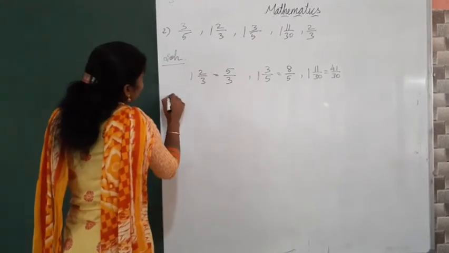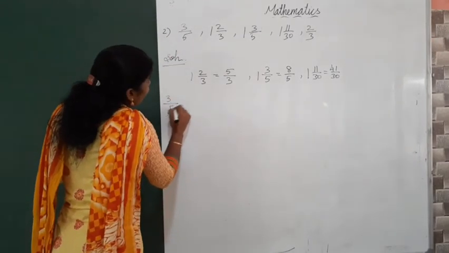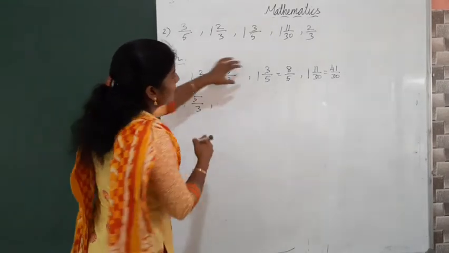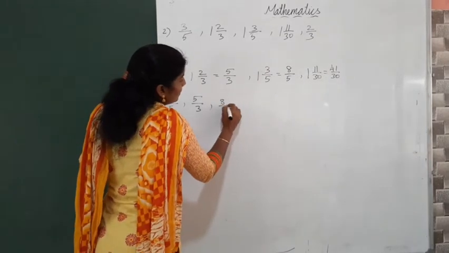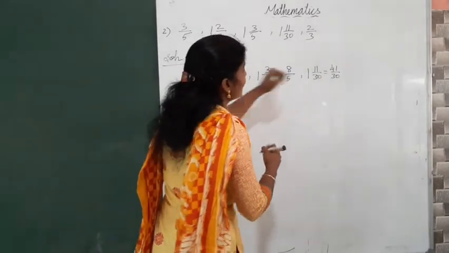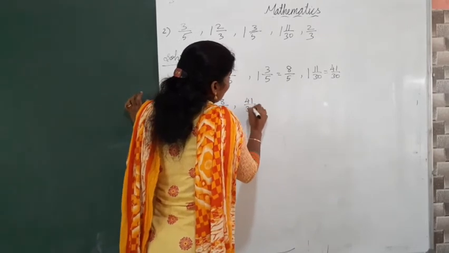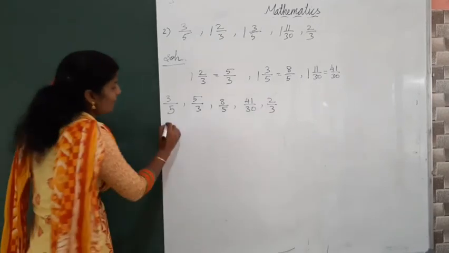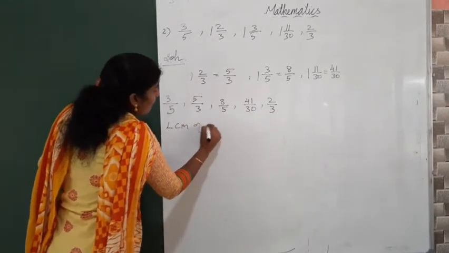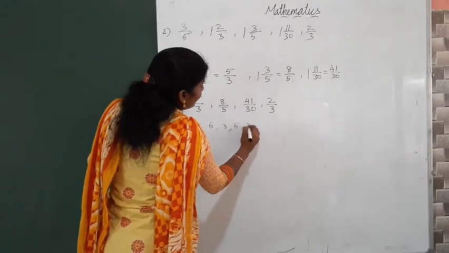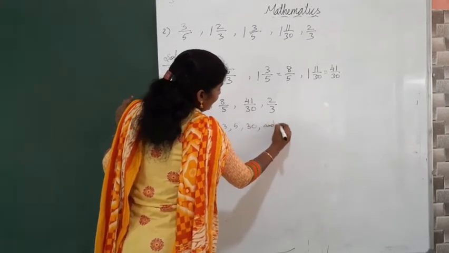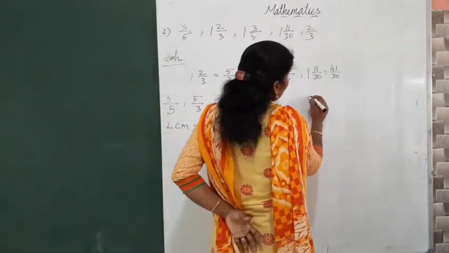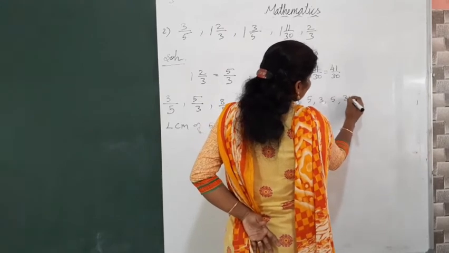Now what are the fractions? Now we can write these fractions once again. 3 by 5. Then 1 2 by 3 is 5 by 3. Then 1 3 by 5 is 8 by 5. Then 1 11 by 30 is 41 by 30. Then 2 by 3. Now we can check the LCM. LCM of 5, 3, 5, 30 and 3, isn't it?